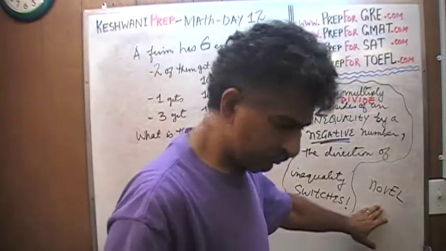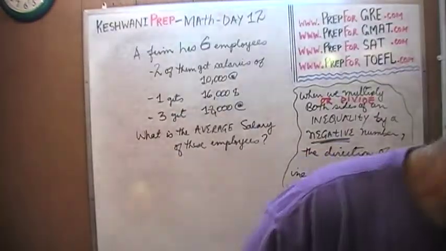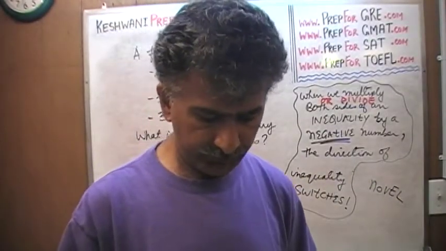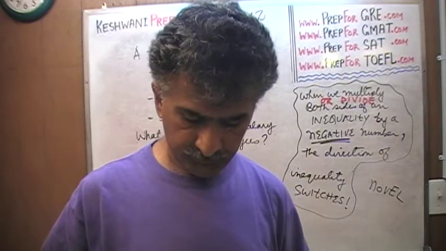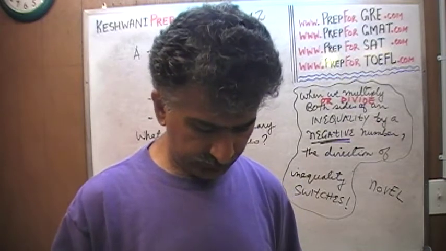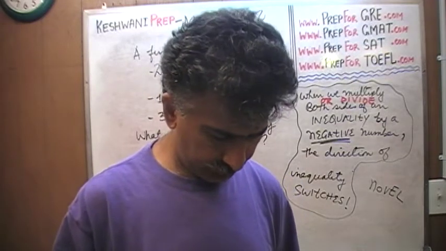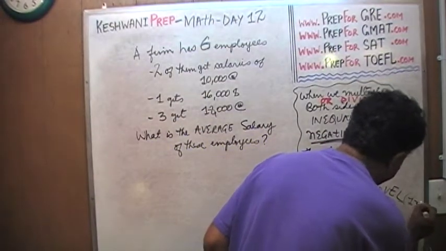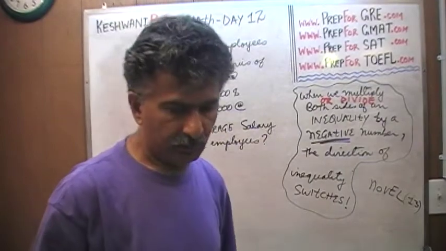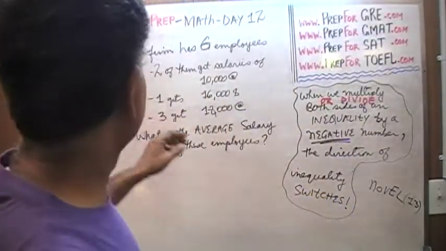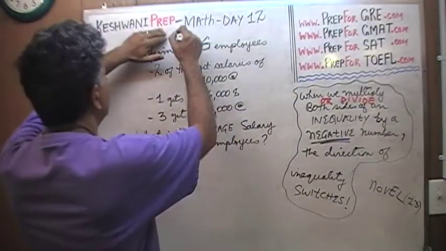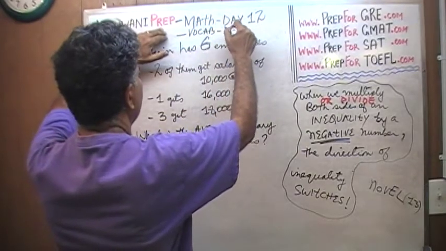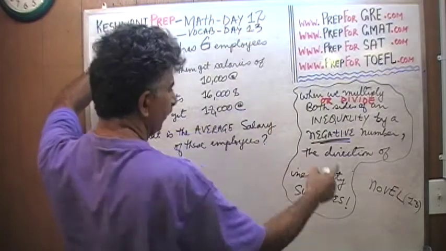But before I do that, I just use this word novel, which we have already used. I said just now that if you were to simply add up all the numbers and divide by number of people in the firm, there's nothing novel about it. There's nothing unique about it. There's nothing creative about it. The word is novel. And if you want to learn it properly, go to day number 13. Just type in this tag, Keshwani Prep dash vocab dash day 13, and you will learn this word novel.